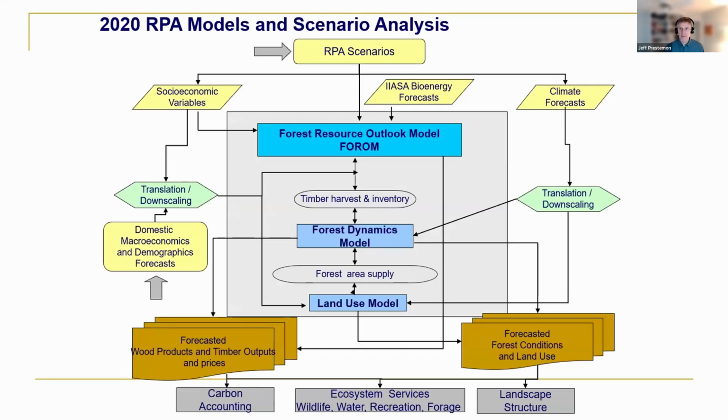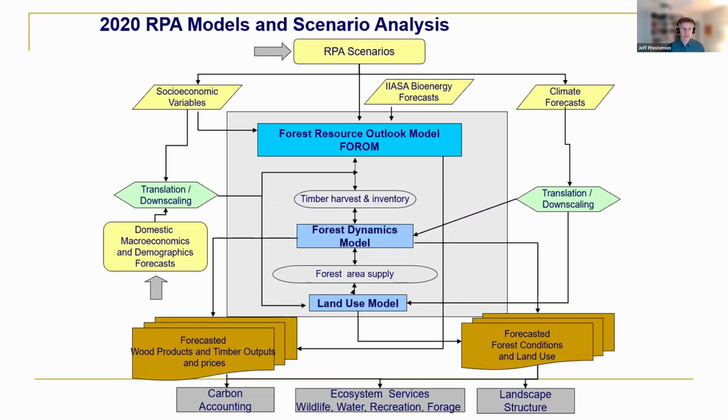Claire described some of the background information about the scenarios and how the RPA assessment was set up to evaluate potential futures. And so the forest products model that we applied to the assessment is called the Forest Resource Outlook Model, or FORUM. I'll be referring to it as FORUM. And as John Colston presented yesterday with David Walker in the resources webinar, FORUM is part of a system of models that are used to project the future of the forest sector in the United States.